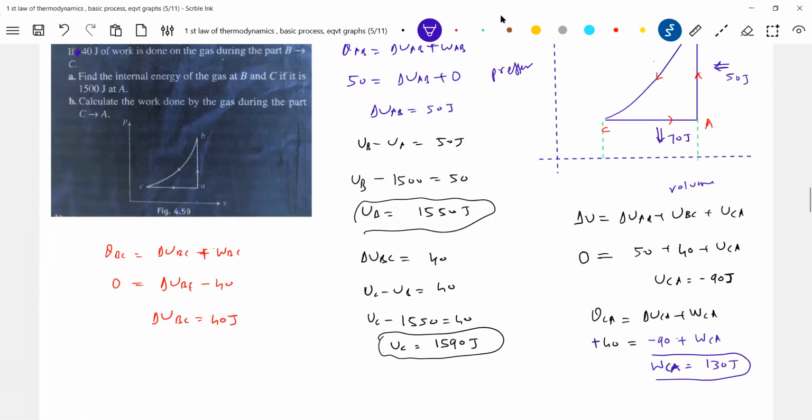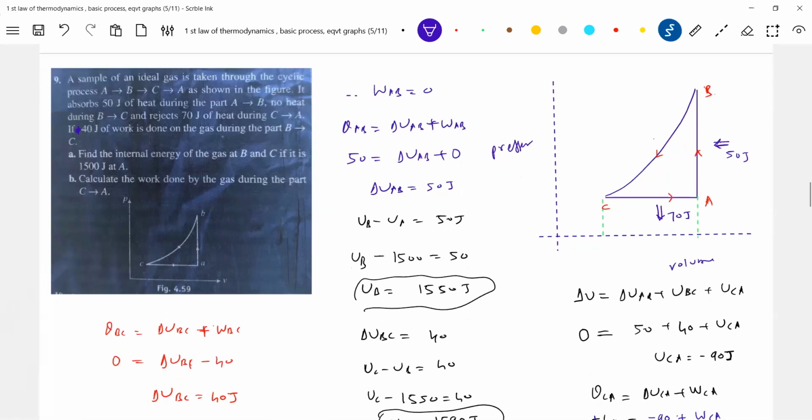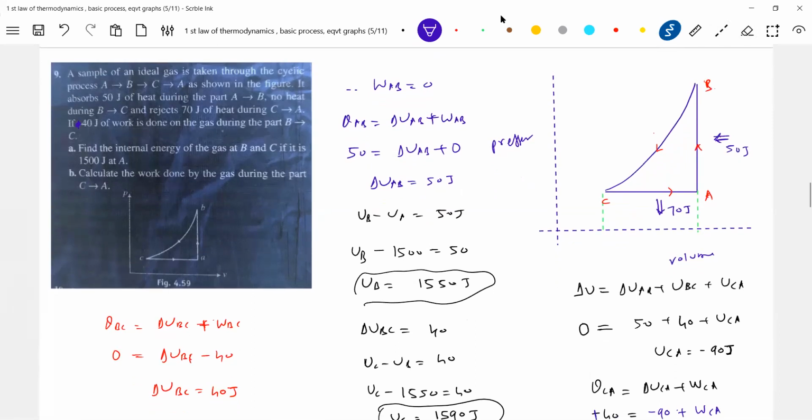You need not bother about anything. Only thing is the simplest idea. Work done zero or non-zero. If a vertical line in PV graph, work done should be 0. So that has to be applied. So everywhere what happened, we are using that.